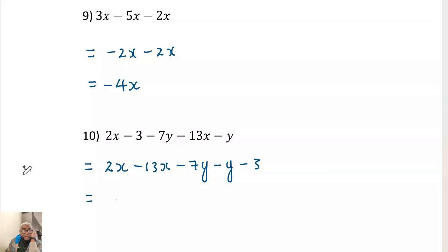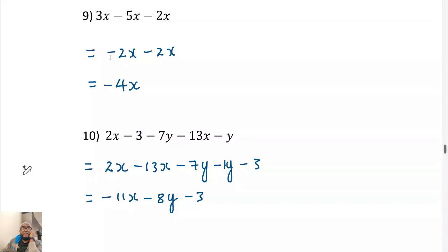Everybody good there? So this will be equal to negative 2x minus 13x will be how much x? Negative 11x. Negative 7y minus 1y will be how much y? Negative 8y. The two signs are the same, so you have to add. Keep the sign in front of the larger number at all times. And this will be minus 3.